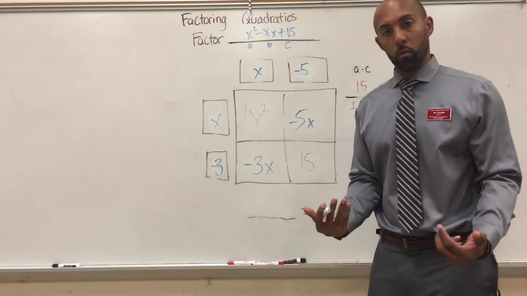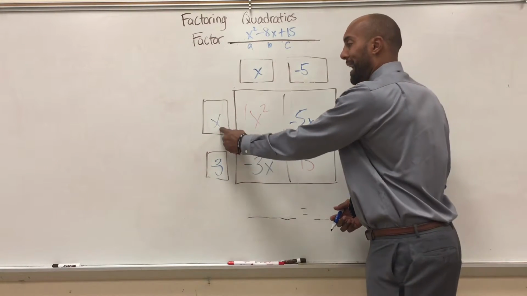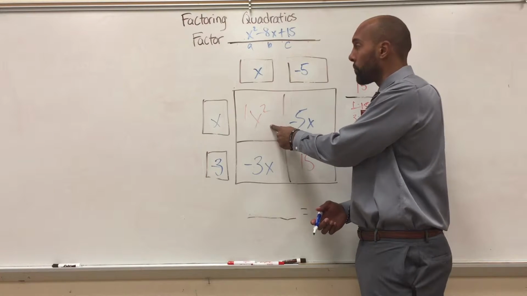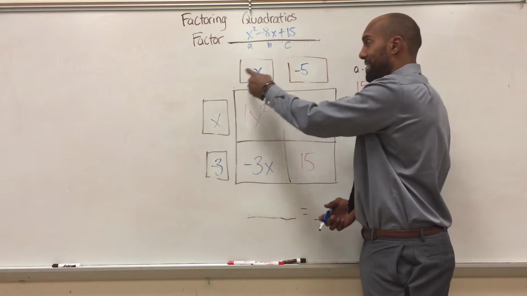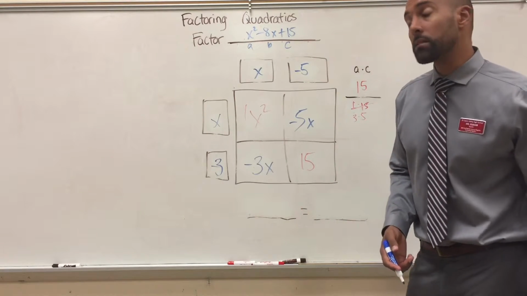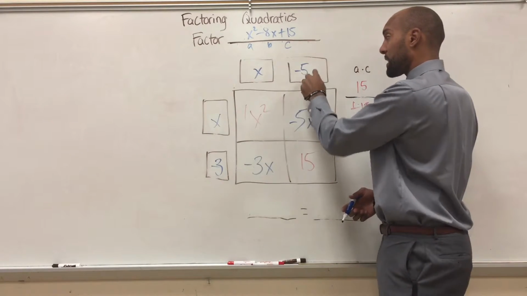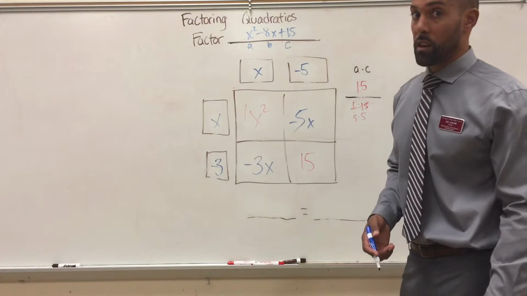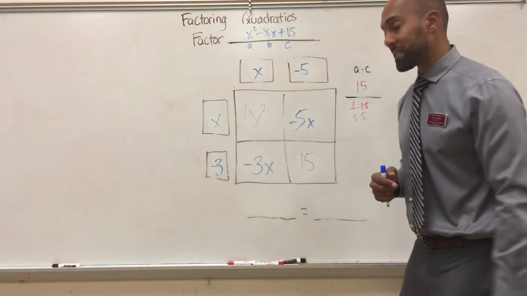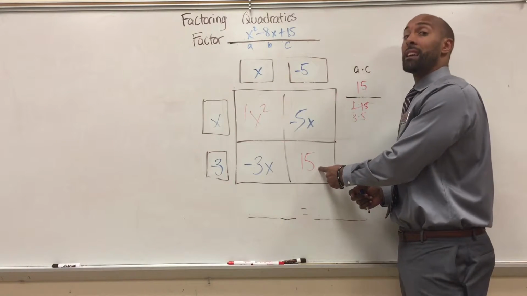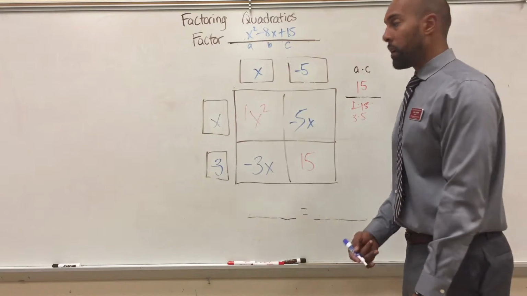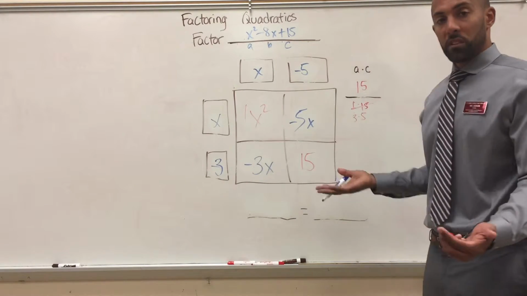You can double check your work by doing this. Watch. Does x times x equal x squared? Does negative 3 times x equal negative 3x? Yes, it does. Does x times negative 5 equal negative 5x? Sure does. Now, does negative 3 times negative 5, does that equal positive 15? Yes, because a negative times a negative is a positive, right? All right, so that's the way you can check your work.